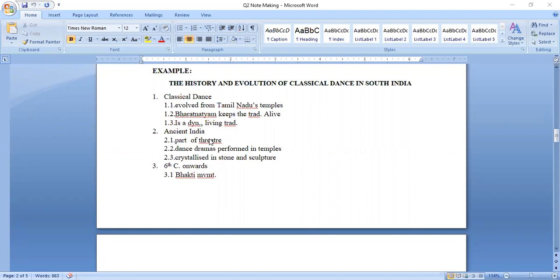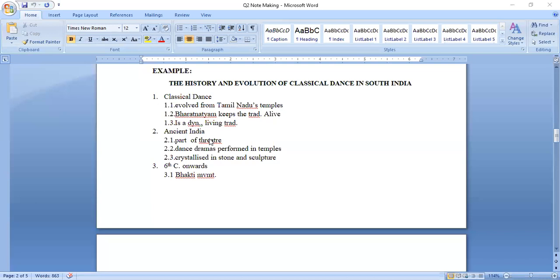Based on classical dance, I need to mention some more points from the passage. So I already took something from the passage. So 1.1. Either I can go for 1.1, or I can go for Roman letter 1, Roman letter 2, Roman letter 3, Roman letter 4, if it is there, we can use that. So classical dance is my main section, then my subsection is 1.1.